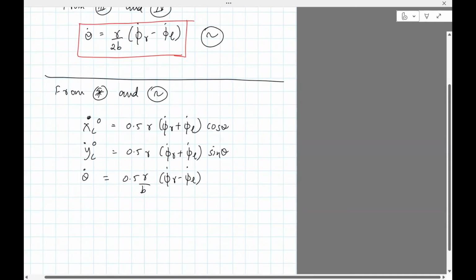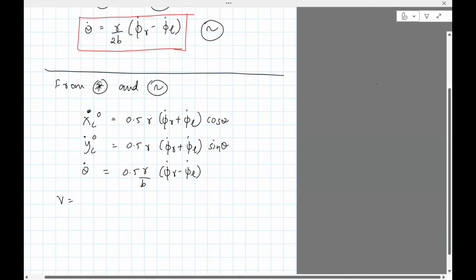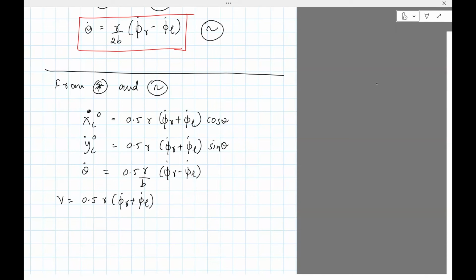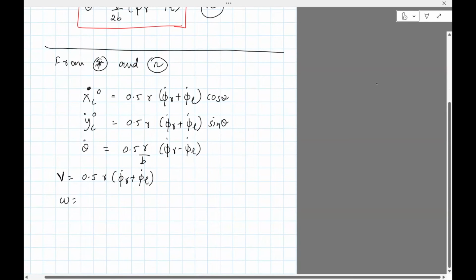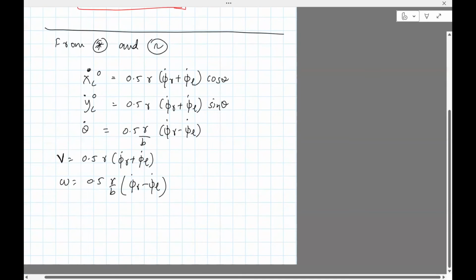One way of simplifying this is to define new variables. V equals 0.5 r times phi dot r plus phi dot l. V being the linear speed, it's basically the average of the speeds of the two wheels. And we can define omega as the rotation part of it, so that would be 0.5 r divided by b times phi dot r minus phi dot l. So if you know the speeds, you can find v and omega. And now this expression boils down to something which looks like this, easy to keep in the head.